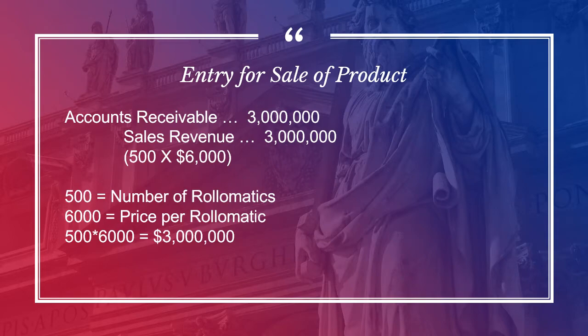So that's basically how it works. Revenue can be recognized because the product has been delivered. Revenue recognition principle. Because the product has been delivered, the revenue goes up by $3 million, and the accounts receivable go up by $3 million as well.